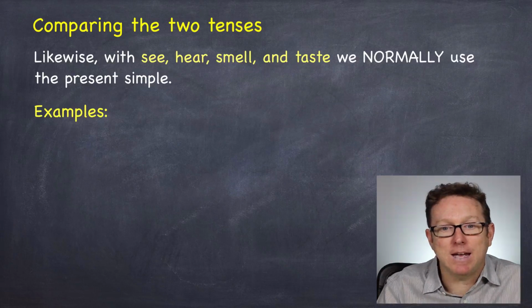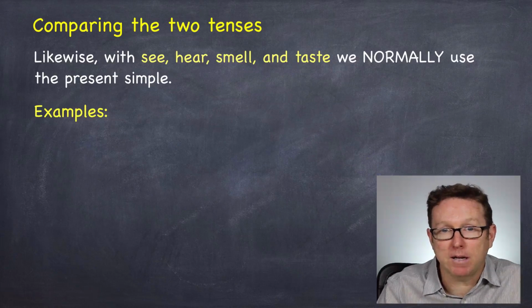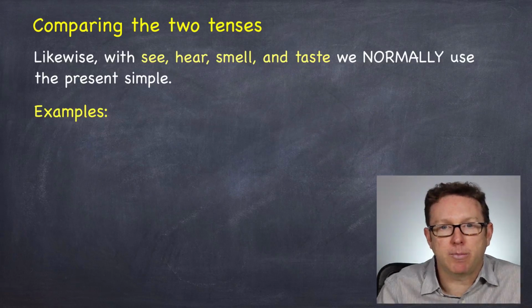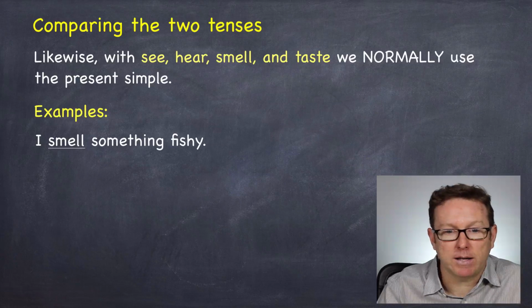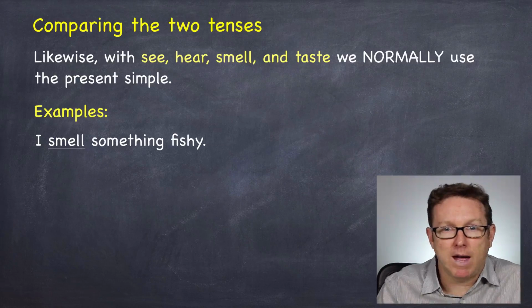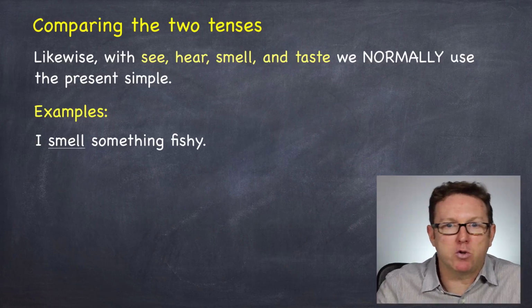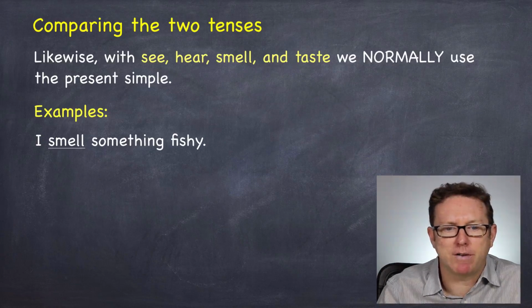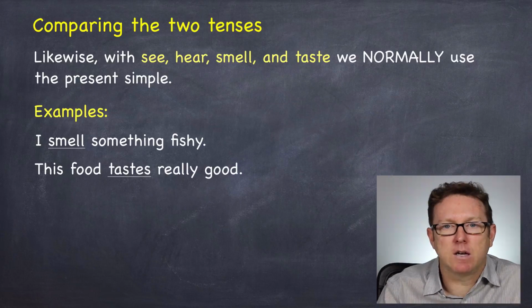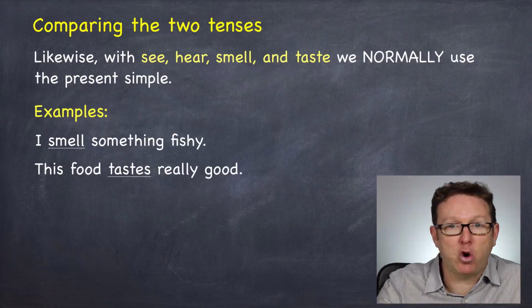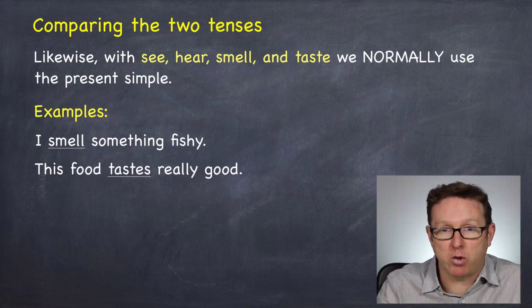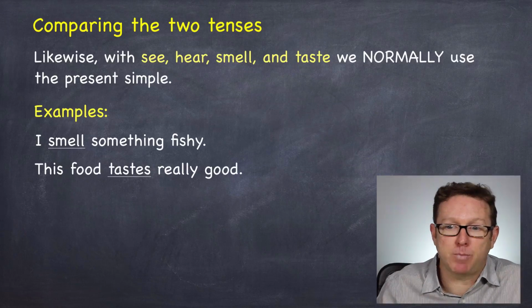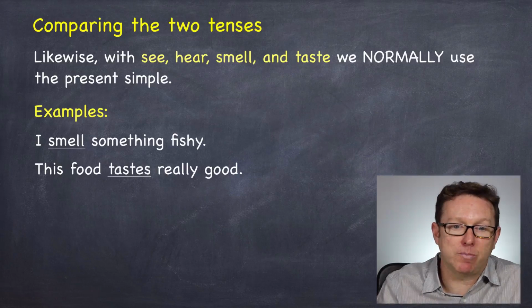Likewise, with see, hear, smell, and taste, we normally use the present simple. Examples: I smell something fishy, okay? Not I'm smelling. I am smelling, but we don't use it in that sense. We say I smell something fishy, or this food tastes really good. This food tastes really good. Now, we say normally because sometimes you're going to hear some exceptions. You're going to hear people saying those verbs in continuous tenses. But again, normally we don't use them, okay?